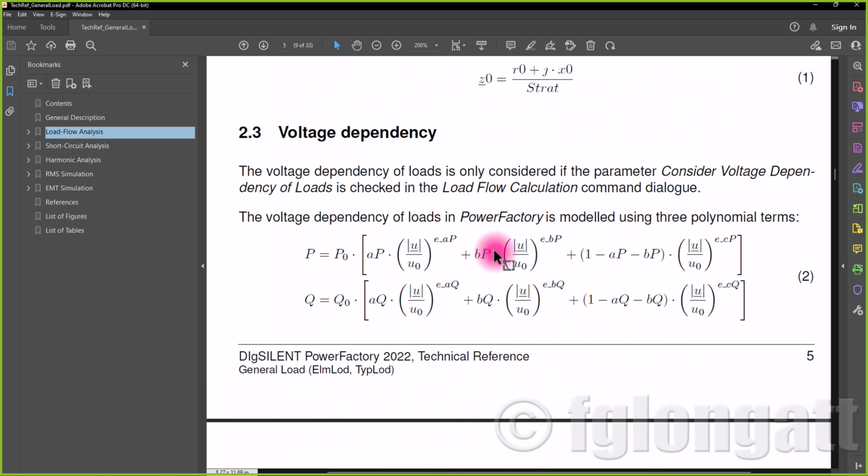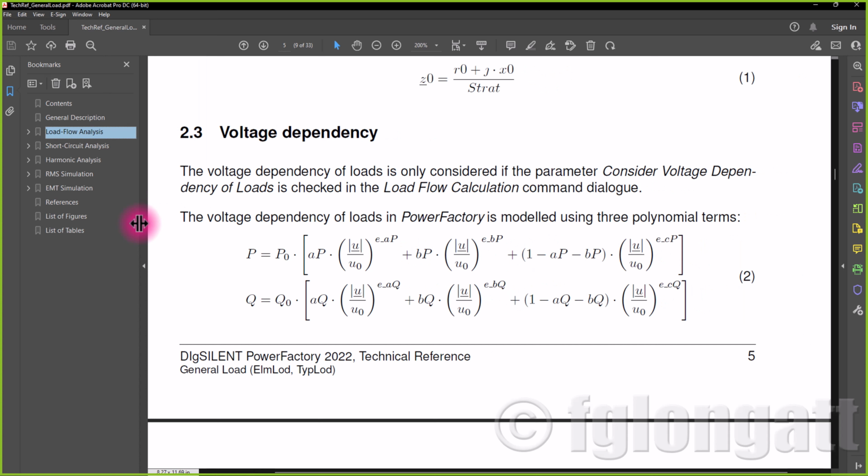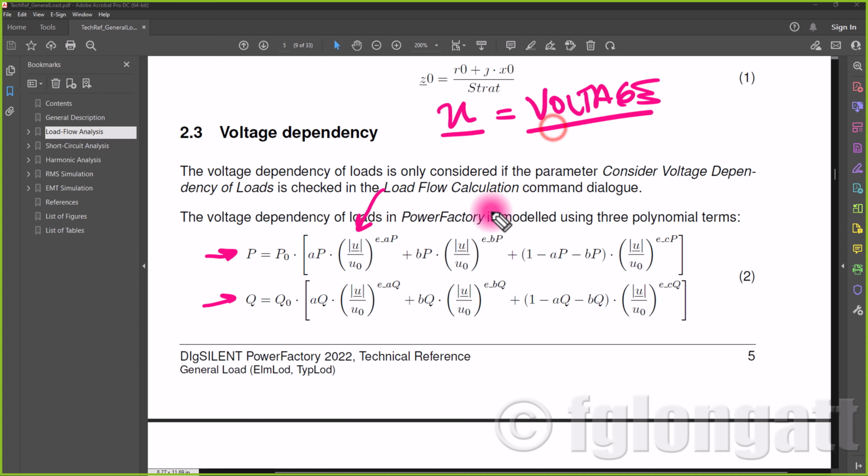Wow, here you can see, this is beautiful. I love this, because here on page number 5 of your technical reference of PowerFactory version 2022, you can read more information and you can see the equations. I love this because you can read the equation for the voltage dependence. Here my students can see something: P for active power, Q for reactive power. Then we have the letter U. In Germany, they use U with a small line below because that means the phasor, and this is the voltage. Voltage is the actual voltage at the load. U0 represents the nominal voltage.